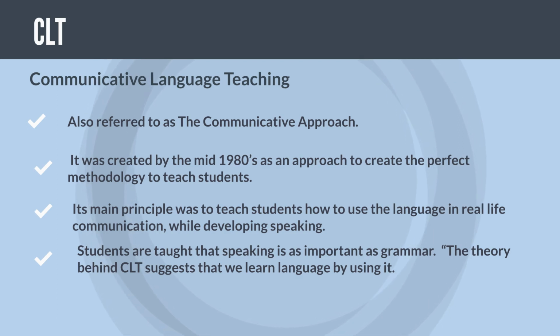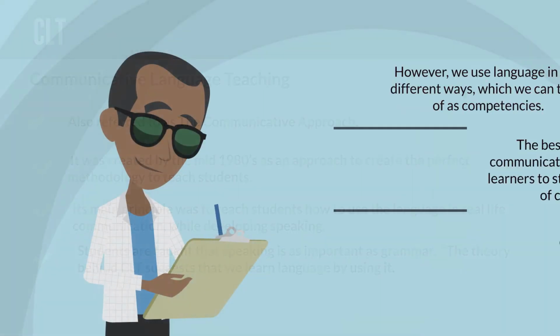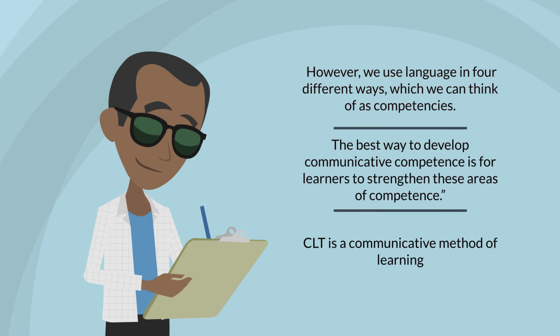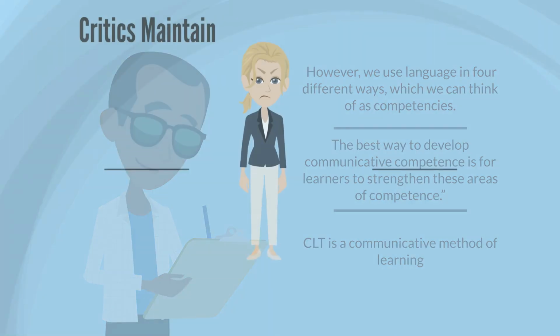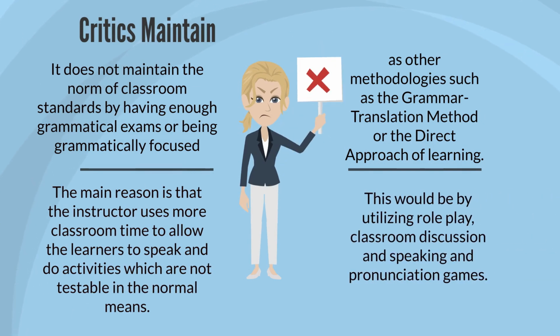The theory behind CLT suggests that we learn language by using it. However, we use language in 4 different ways, which we can think of as competencies. The best way to develop communicative competence is for learners to strengthen these areas of competence. Brown, page 1. CLT is a communicative method of learning, and many critics have stated it does not maintain the norm of classroom standards by having enough grammatical exams or being as grammatically focused as other methodologies such as the grammar translation method or the direct approach of learning.